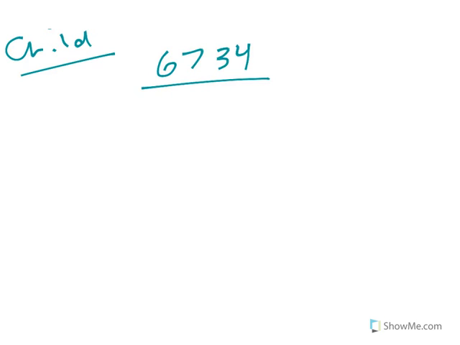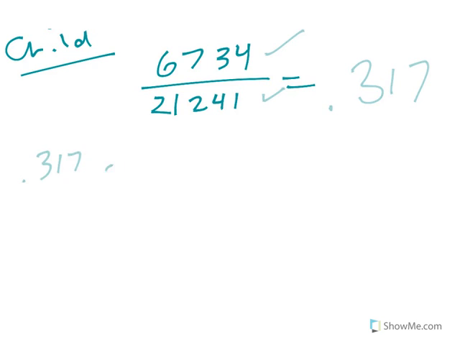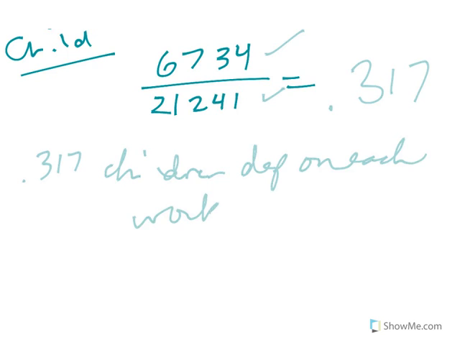If we are dealing with the children, we know from that table there are 6,734 children and there are 21,241 working class. Again, that fraction doesn't really tell us anything. But if I divide that, top number divided by the bottom number, I end up with 0.317. So that means there are 0.317 children dependent on each worker.